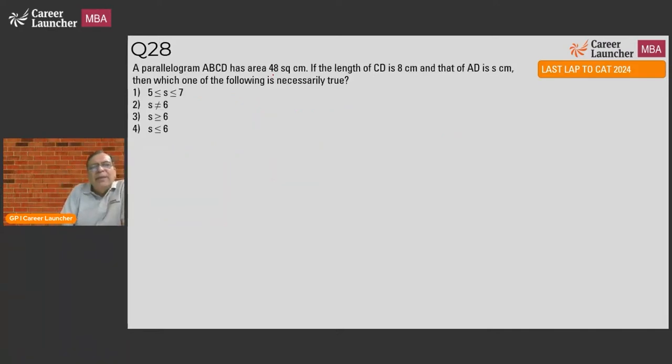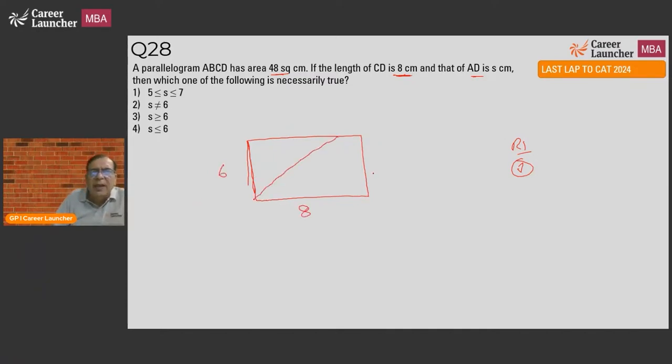A parallelogram ABCD has an area of 48 square centimeters. If the length of CD is 8 centimeters and that of AD is s centimeter, which of the following is necessarily true? What is the first thing to do? It is a round 1 question, this is a jugaad question for me. Draw a parallelogram, draw a rectangle. Okay. Now, if this is 8, the altitude will be 6. There is a rectangle, right? Now, if I change it like this.